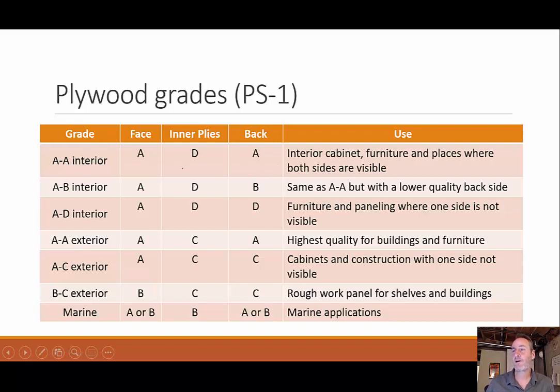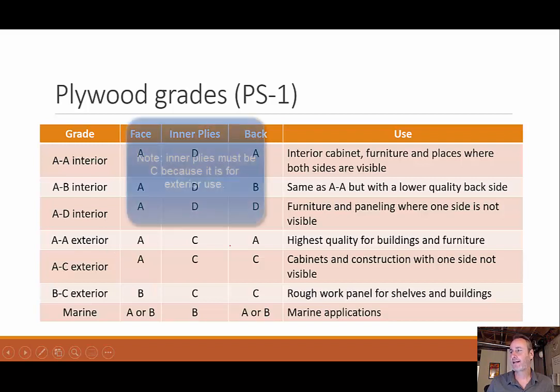If we have an AB, almost the same, but now we have a lower quality backside. This could also be used in cabinets and things, but you'd be painting probably the B side, where on A, you could do a stain or something like that. Versus an AD, if you had an A on the face that's visible, D, you wouldn't want to be visible at all. It might be the underside of a cabinet or something like that.